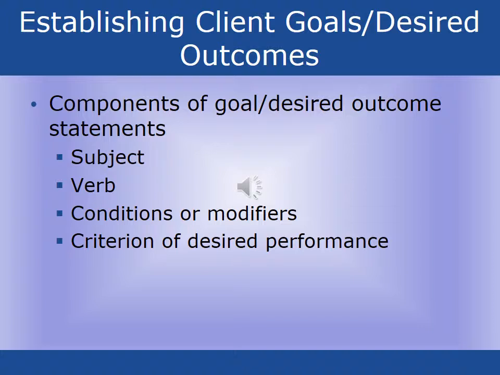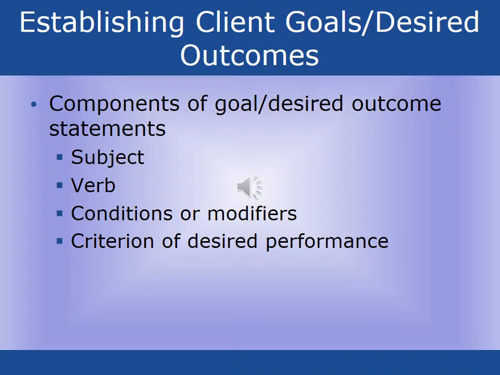We do have components of the goal desired outcome statement, and these are things you need to commit to memory, because every time you write that desired outcome statement, you're going to include these elements. One, you have the subject, and the subject generally is the patient will. The patient is your subject. The verb, it's what they're going to do. Then we have conditions or modifiers, and then the criterion of desired performance.